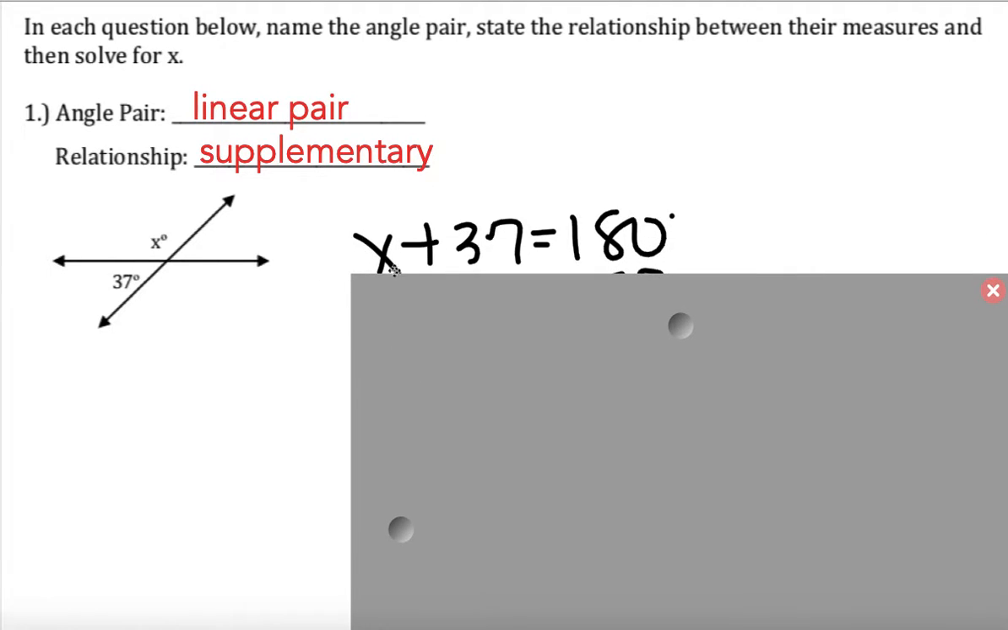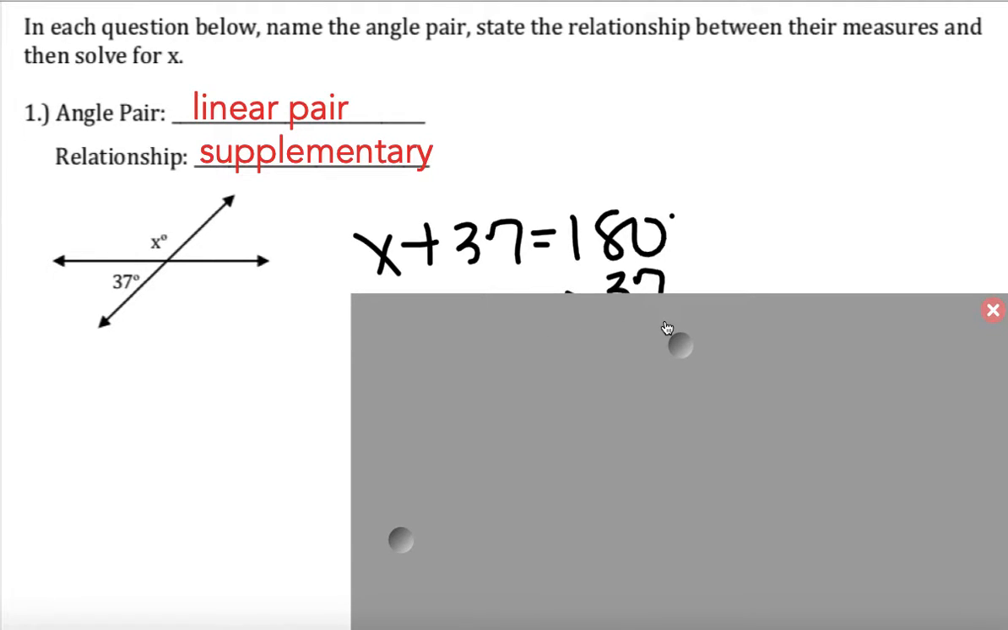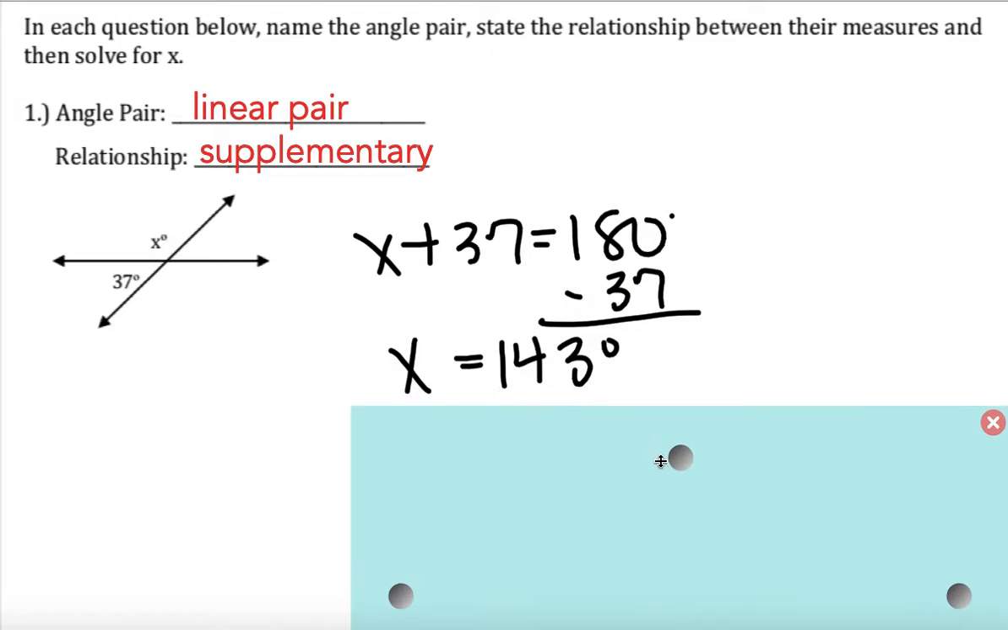Linear pairs you would add together and set equal to 180 degrees. So x plus 37 must equal 180. Just a simple one-step equation to solve, we would subtract 37 from both sides, and x would equal 143 degrees.